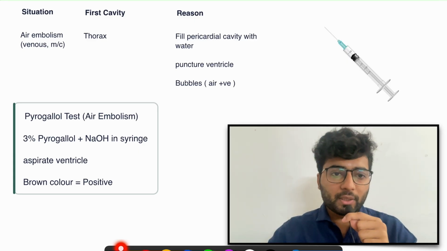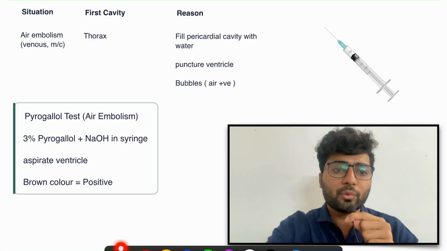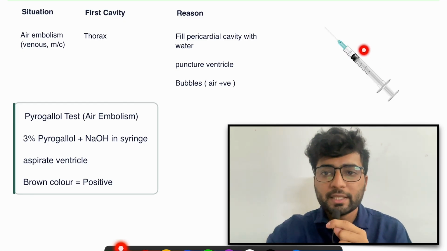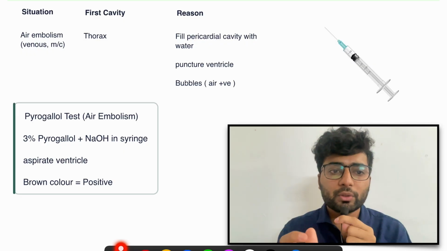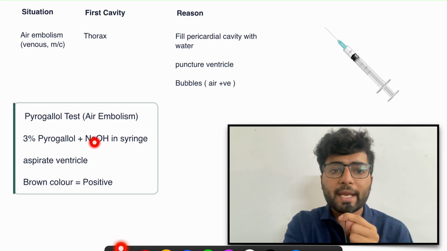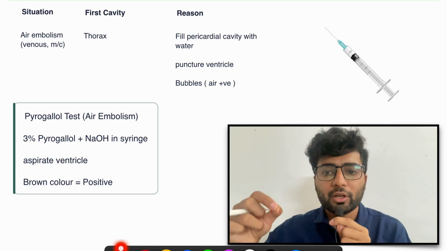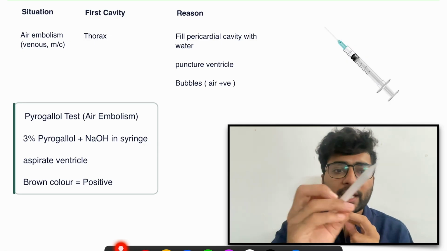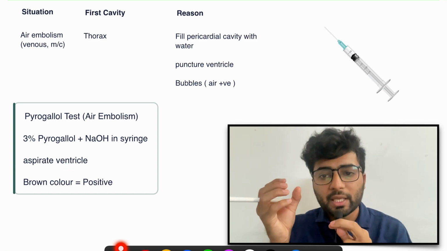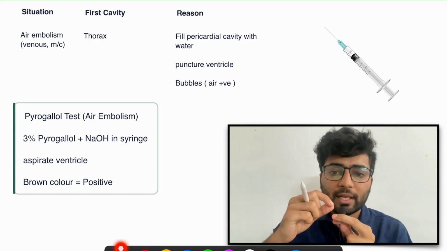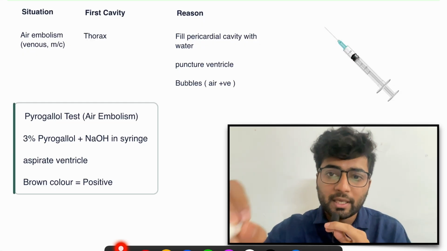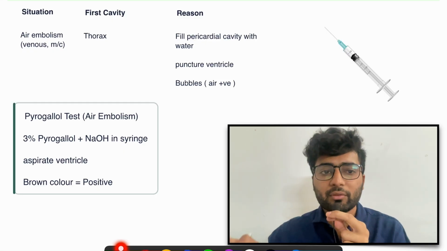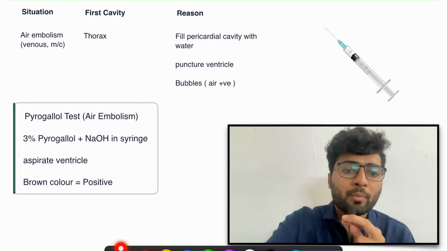Now there is a specific test for air embolism, which is the pyrogallol test. What is the pyrogallol test? In this we use a syringe, and in this syringe we put two things: 3% pyrogallol and NaOH. So we have put this 3% pyrogallol and NaOH inside the syringe, and then we will aspirate the content. Now aspirate the ventricle. If there was air inside the ventricle, then that air is going inside the syringe. Inside the syringe, what is there? There is pyrogallol and NaOH. Now this air will react with pyrogallol and NaOH, and there will be a brown color.